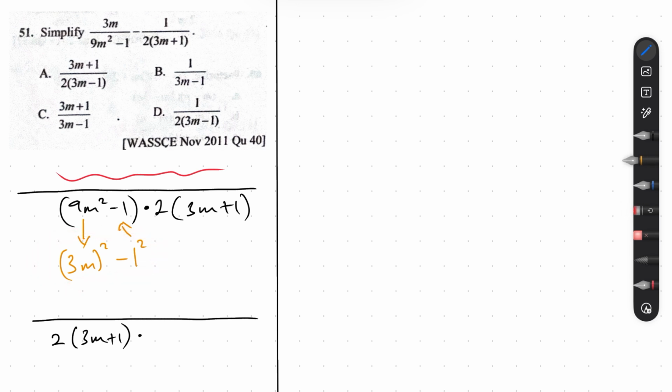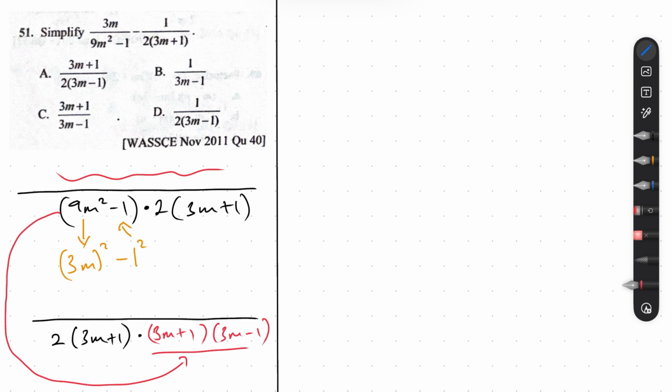Okay? So let me write it with red. That will be 3m plus 1 and then 3m minus 1. Okay? So this right here is the same as this. Cool. Now we are done with the denominator. Now let's handle the numerator. Now this is our LCM. So now we just need to simplify it.